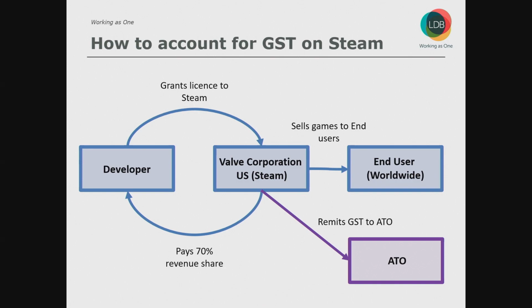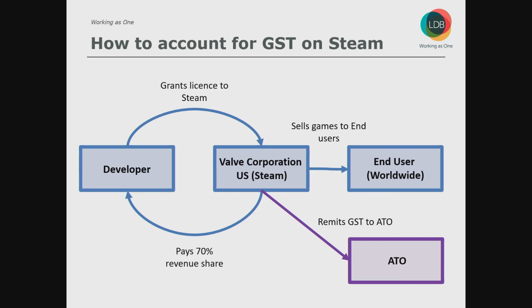So the first diagram I have up here is Steam. Basically, under the standard Steam agreement, the developer, which is you, grants what we call a license to Steam to sell your game via the Steam platform. Valve sells the game directly to the end users, both within Australia and around the world. In that situation, Valve is the one that will collect all the revenue from the sales, and they will remit all the applicable sales taxes, so the GST, to each of the authorities.